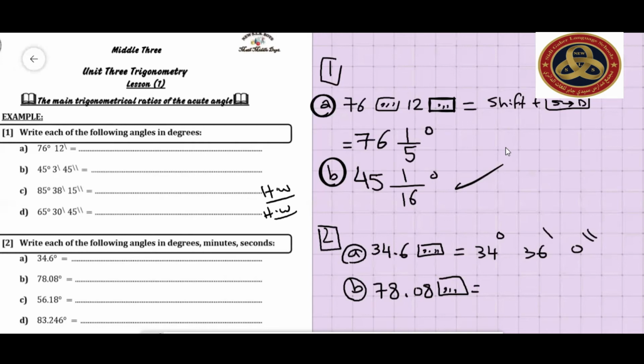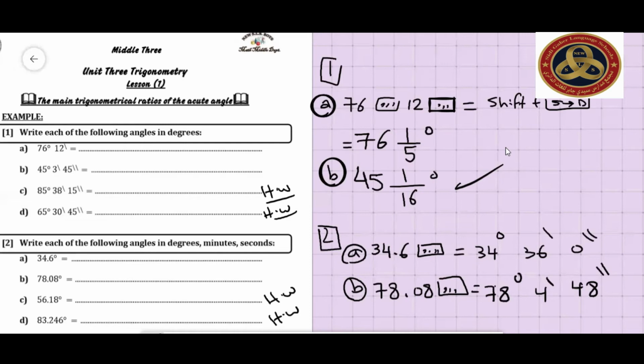Who can say the answer? Good. 78 degrees and 4 minutes and 48 seconds. Thank you. By the same way, you can solve number C and D as a homework.